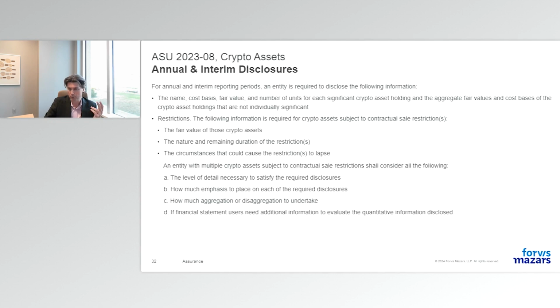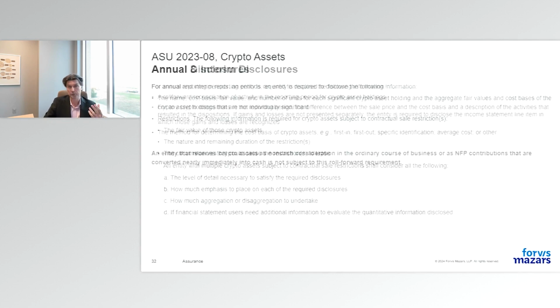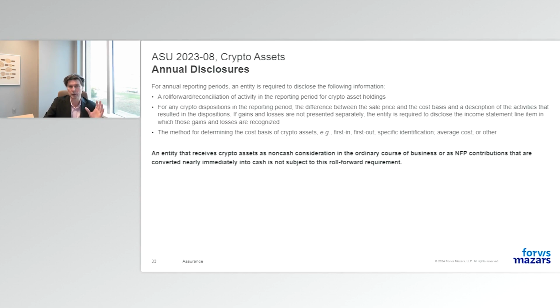lapse. For annual reporting periods, entities also have to disclose a roll forward in aggregate of the activity in the reporting period for crypto asset holdings, including additions, dispositions, gains, and losses. For dispositions of crypto assets in the reporting period, it needs to show the difference between the disposal price and the cost basis, and a description of the activities that resulted in the disposition. And then if gains and losses are not already presented separately, need to disclose the income statement line item in which those gains and losses are recognized. And then last, the method for determining the cost basis of the crypto.